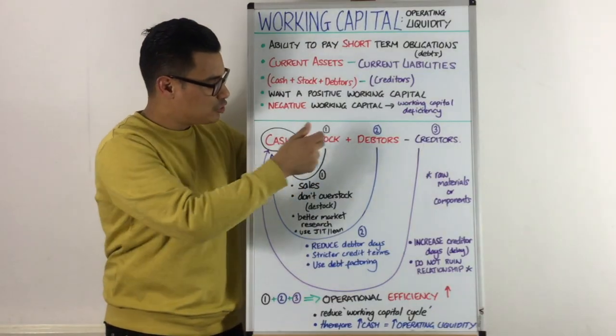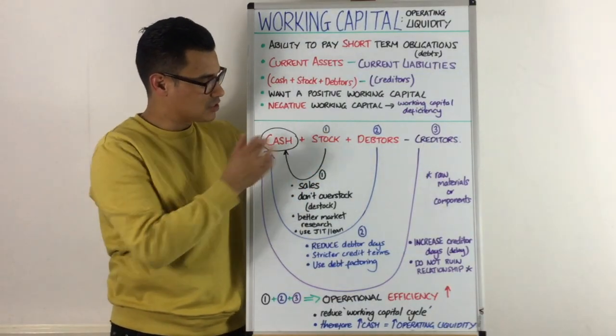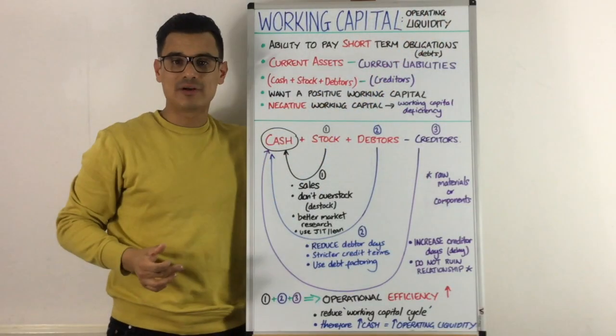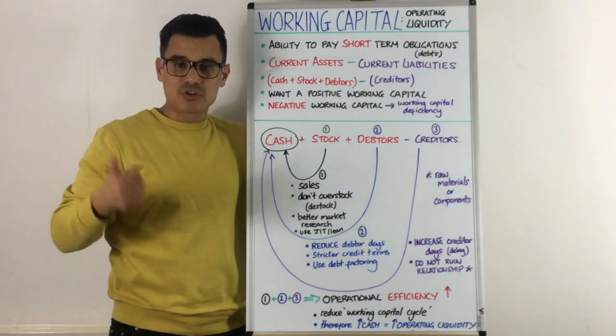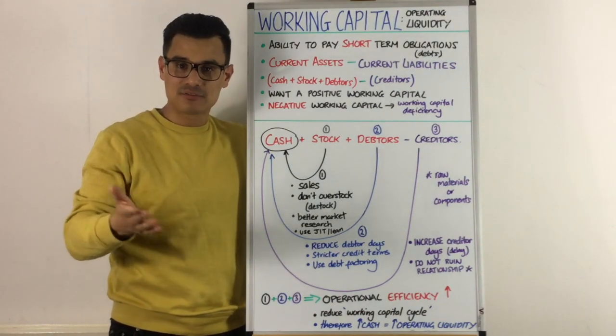So stock, how do you turn stock into cash? Because if you hold more cash, you have better operating liquidity. Well, stock, you're trying to sell stock. That's the whole point of it. So the quicker you sell it, the more you have in terms of cash.